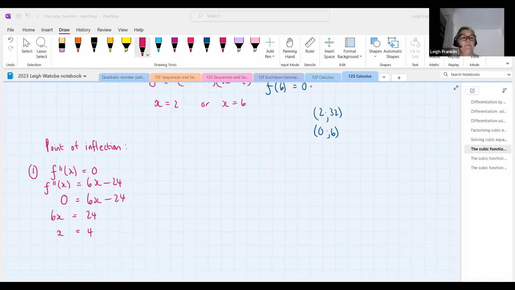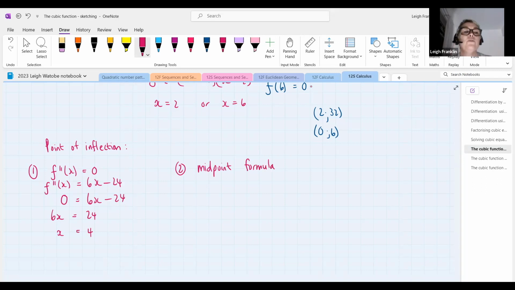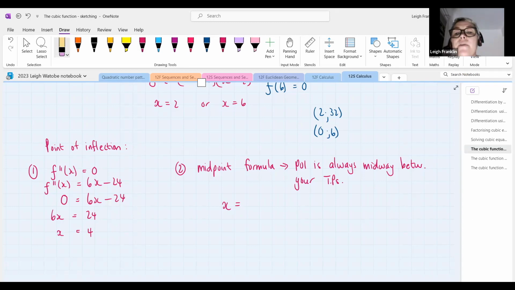Good, yes, I agree. The other way that you can do this is to use the midpoint formula. And that is because your point of inflection is always halfway in between your turning points. Okay, so your point of inflection is always midway between your turning points. Okay, so the x coordinate at the point of inflection, sorry, and this doesn't help because I wrote that the wrong way around as well.